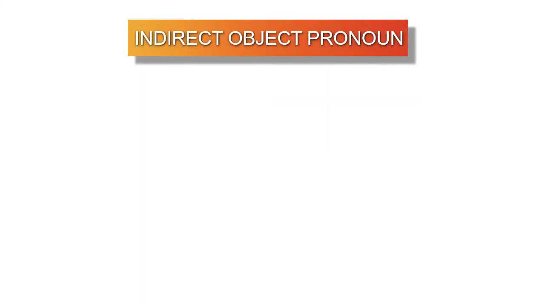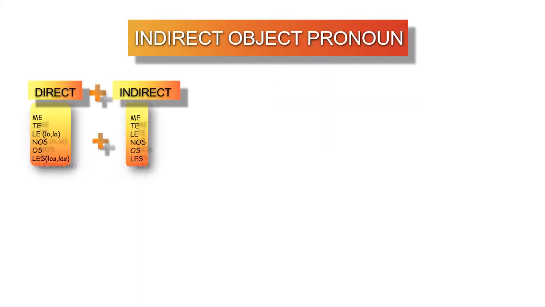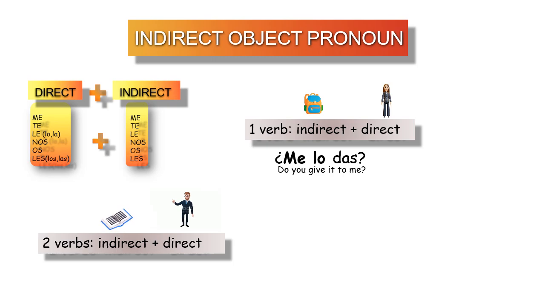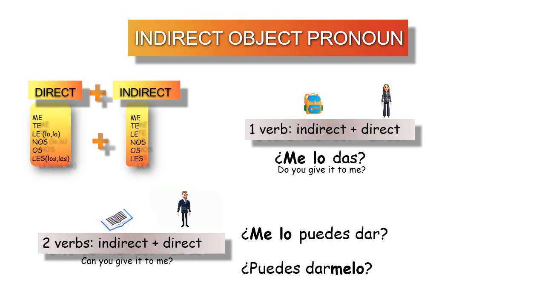What happens when you have both a direct and an indirect pronoun? Well, in that case, the indirect goes first, followed by the direct. And the position? As we have just one verb before. For example, do you give it to me? Would be me lo das? And when you have two verbs, both pronouns appear before or after the two verbs, but the order stays the same. For example, can you give it to me? You can say, ¿me lo puedes dar? O ¿puedes dármelo? Nice, right?